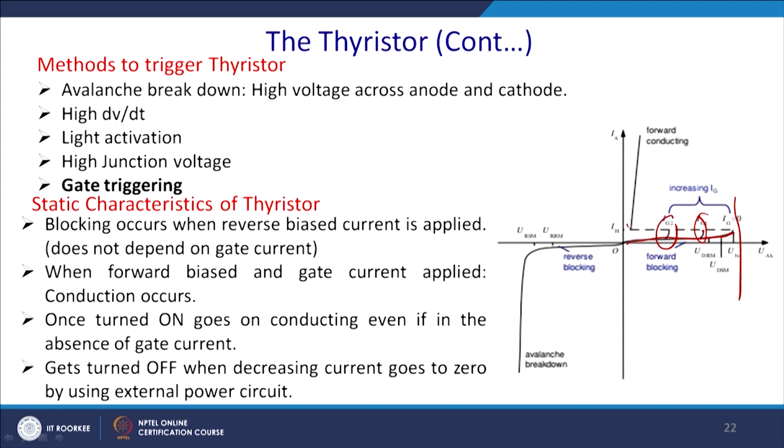Similarly, you can turn it on from the other curve. Again, please remember that Ig2 should be much greater than Ig1. So, the larger the gate current, the lower the forward blocking voltage.